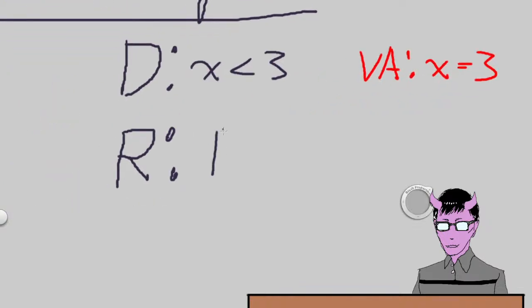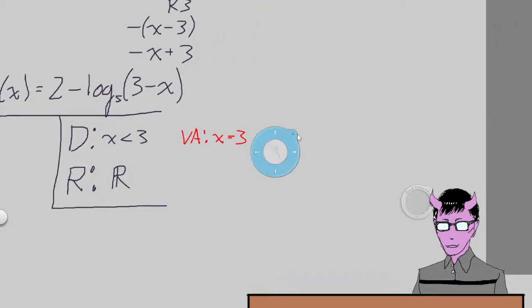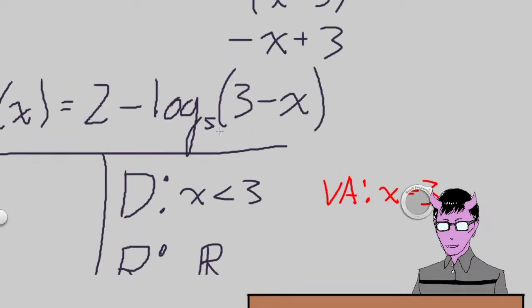Range is boring, it's just all real numbers. And then there we go, and then we're going to consider the end behaviors for our function. And remember, make note of the negative signs. We have a negative on the log, and then we have a negative inside the parenthetical, so again we have 2 reflections.